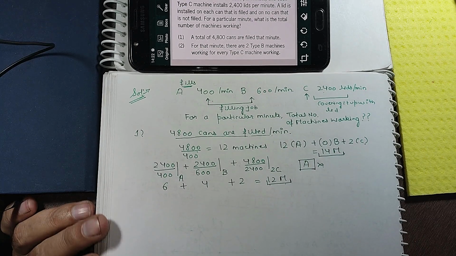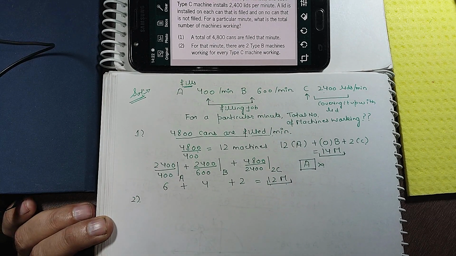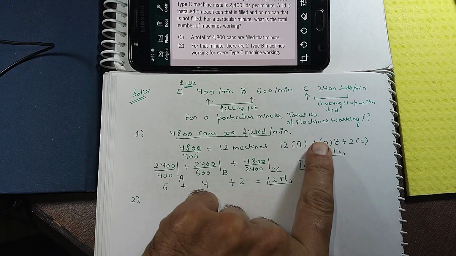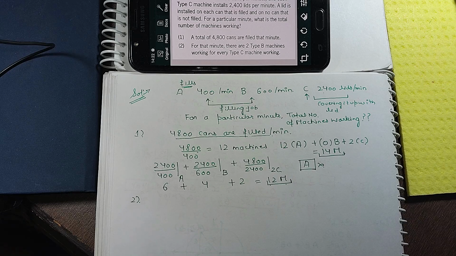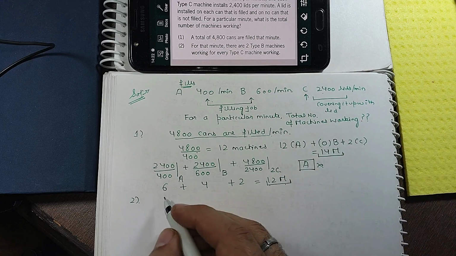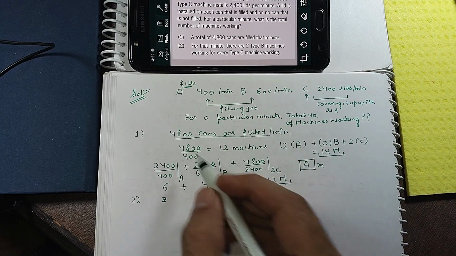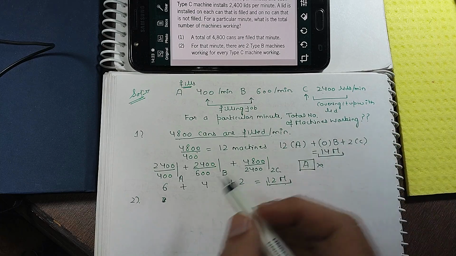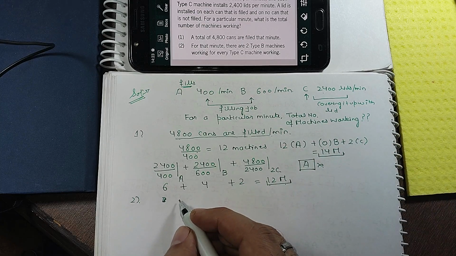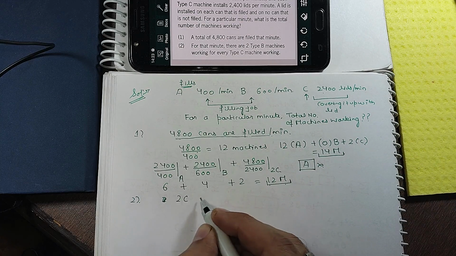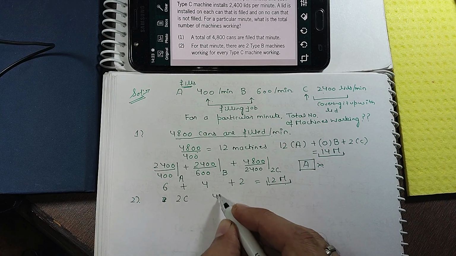Now moving to statement 2. Statement 2 says for that minute we are talking about, there are two type B machines working for every type C machine working. So now with this the case, we know that 2 C machines, that is for statement 1. So if we suppose that there are 2 type C machines working, then 4B will be working, right?